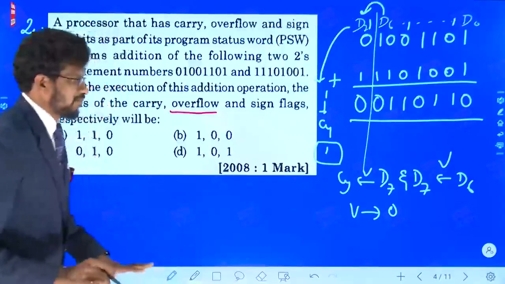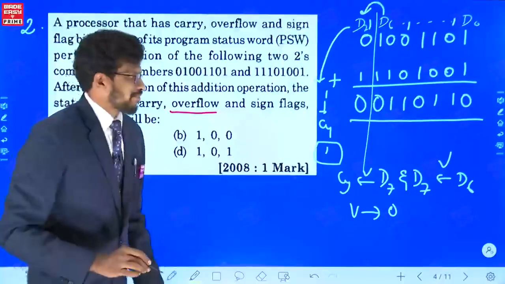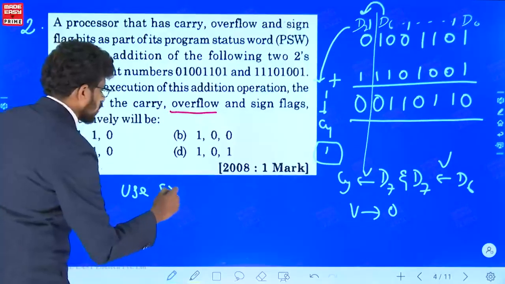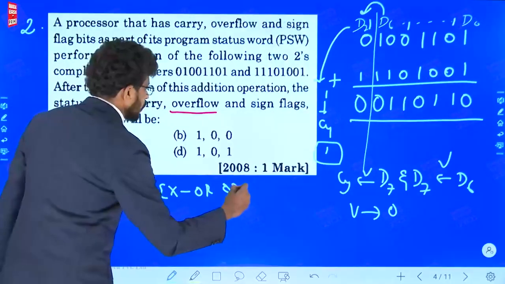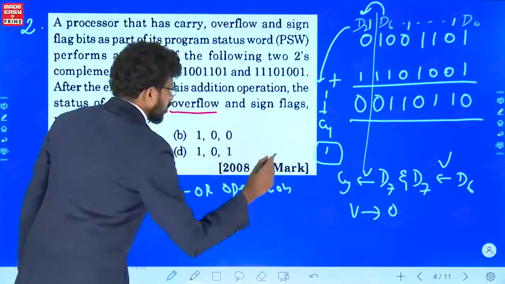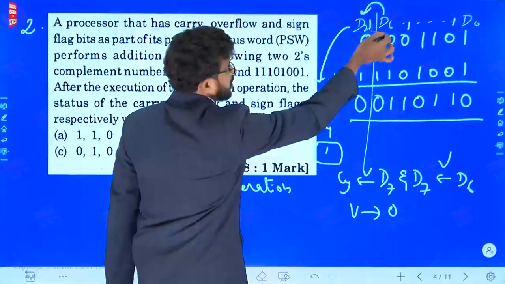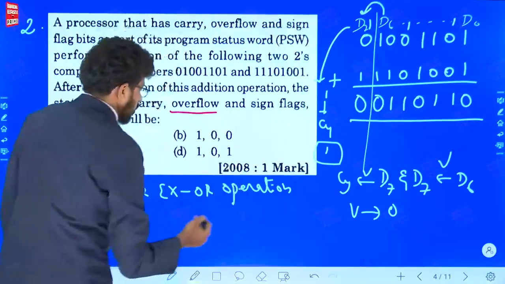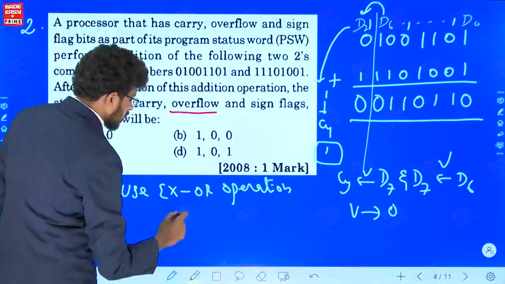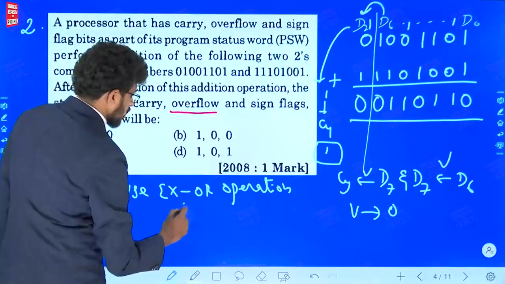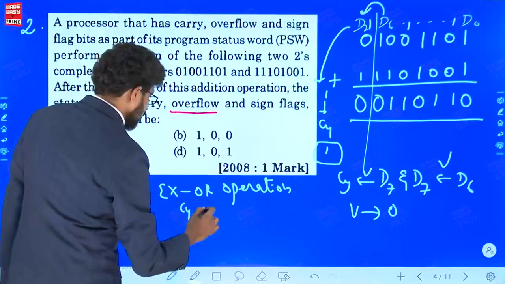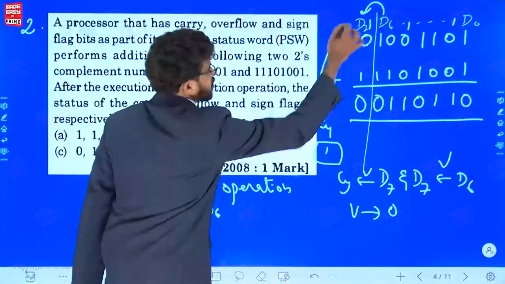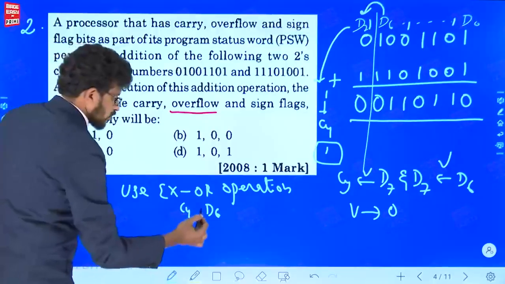To make it simple, whenever you get a question like this, the simple operation is to use XOR on the values. Use XOR on the carry from D6 to D7 and the carry from D7 to outside. Therefore, you can take these carries. For example, I am taking this one: the carry flag, and the other one is the carry from D6 to D7. I am pointing out like this. So you take these two.